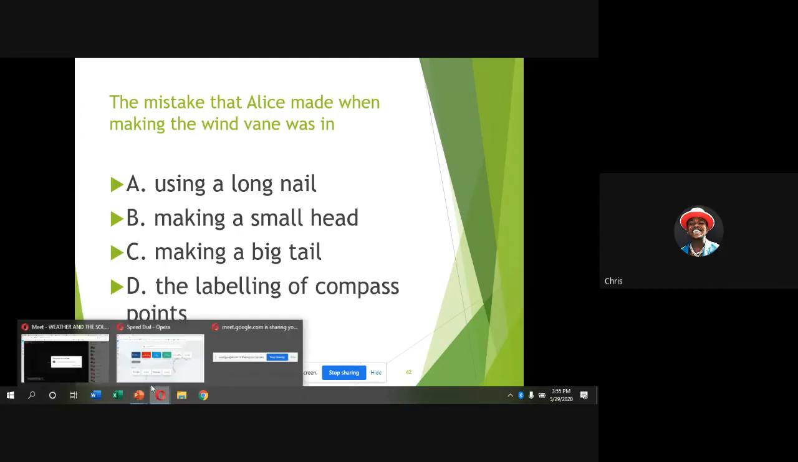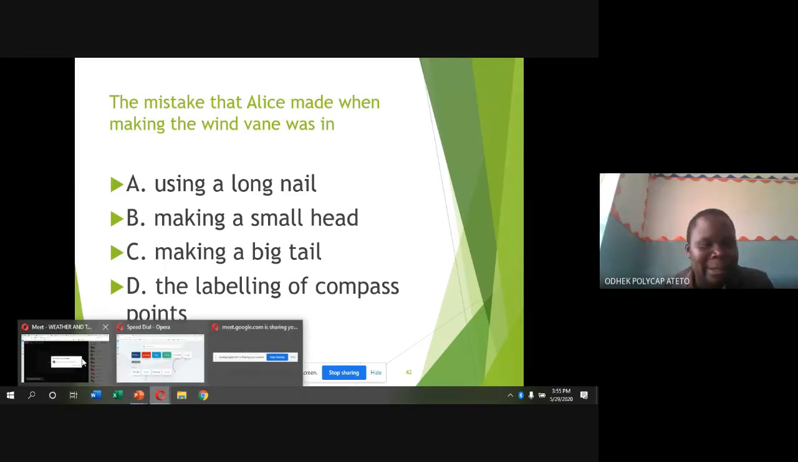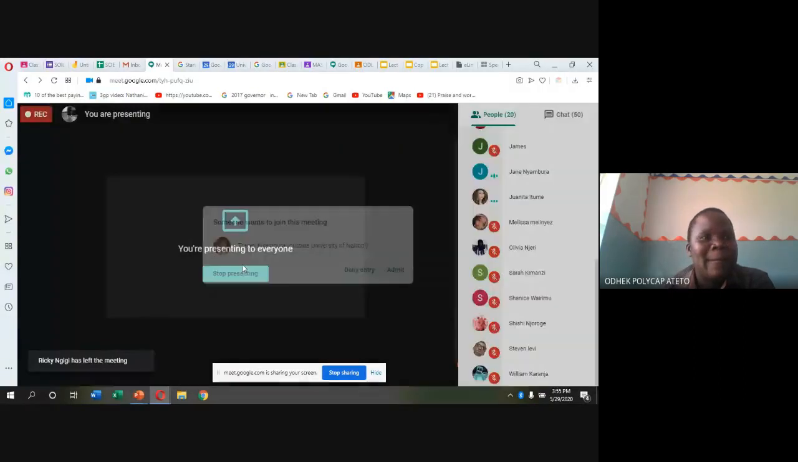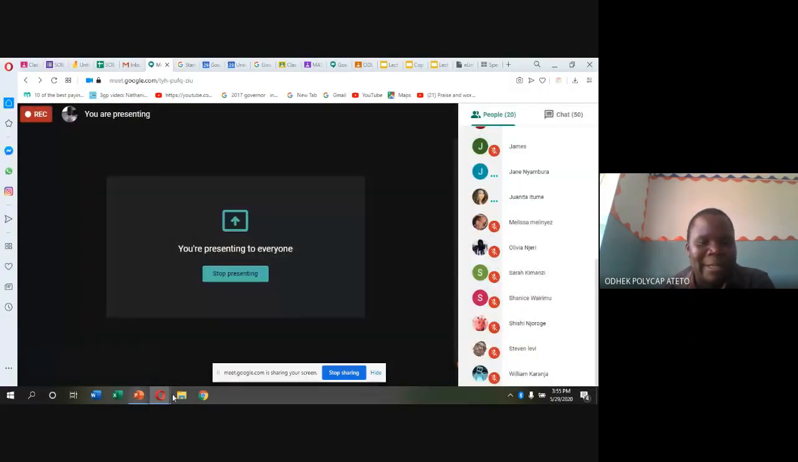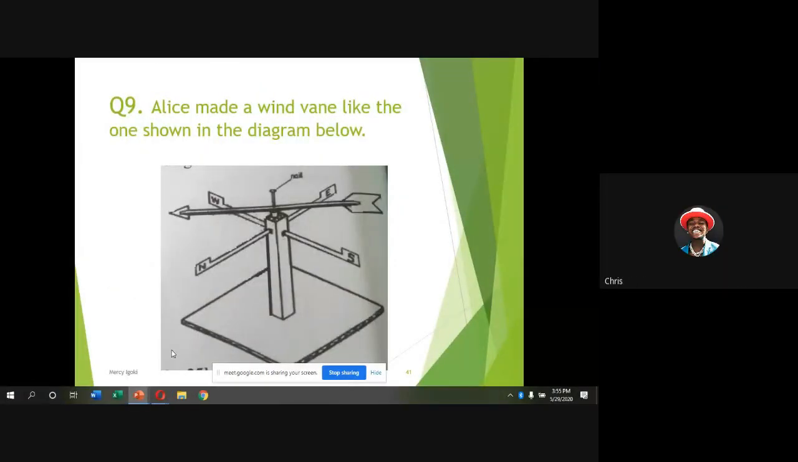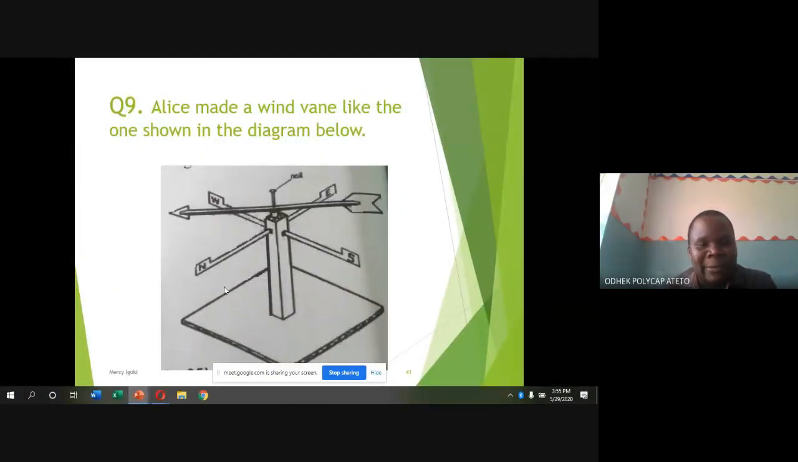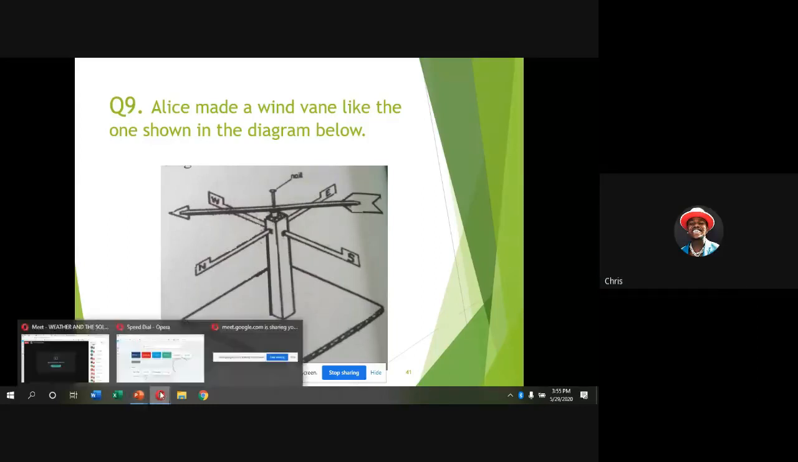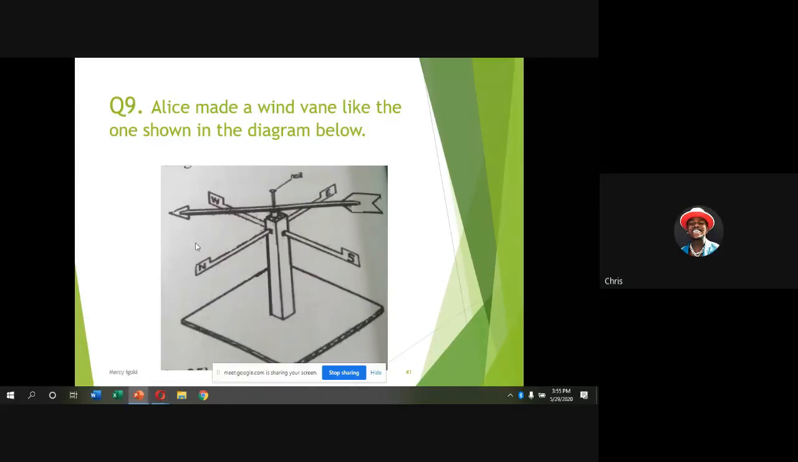I'm saying you return the wind vane a bit. Let me admit somebody here first. Okay. So I'm returning the wind vane. The mistake was labeling the compass points wrongly. South is under north, it's not beside north. It's northeast, southwest, not northwest, east, south.